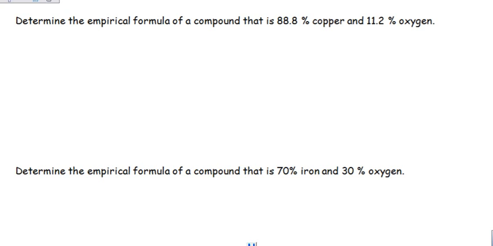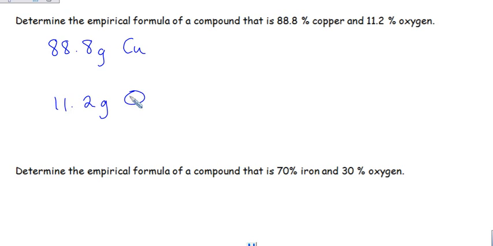Whereas the last one, let's say it was potassium and oxygen. I could write you the formula without doing any calculation. Potassium's always +1, oxygen is always -2, it's done. But I can't do that with copper. I don't know the charge. So we have to do some calculations. Alright, so if I had 100 grams of this compound, then it would be 88.8 grams of copper and 11.2 grams of oxygen.